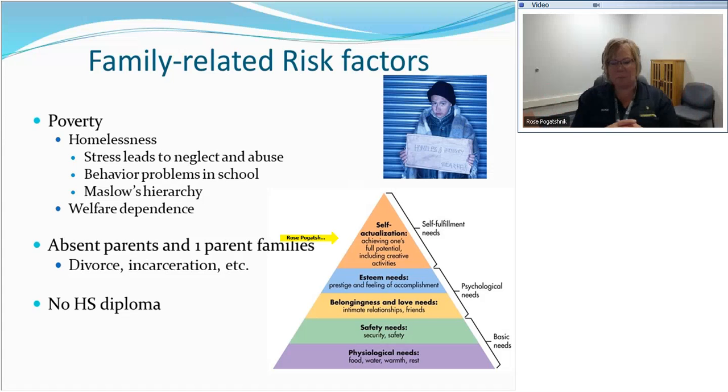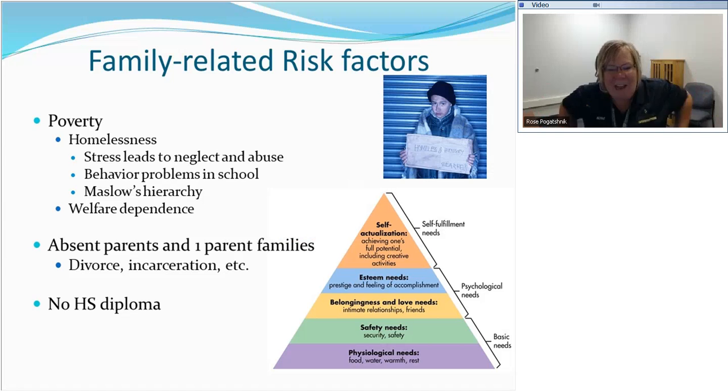Poverty also can lead to welfare dependence, and we know kids whose parents are dependent on welfare to raise those kids have much higher delinquency rates than kids who don't. And again, that's all a side factor of poverty. Then, as I already talked about, absent parents and one-parent families. Whether a parent is absent through divorce, incarceration, treatment, whatever reason, we know that that can negatively influence or be a risk factor for future delinquency.